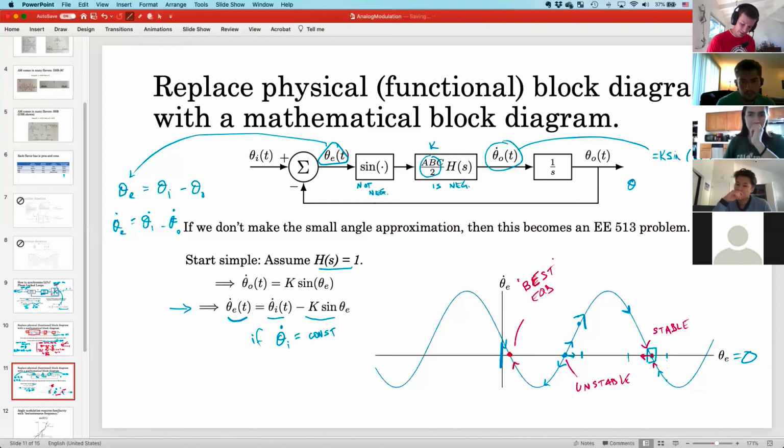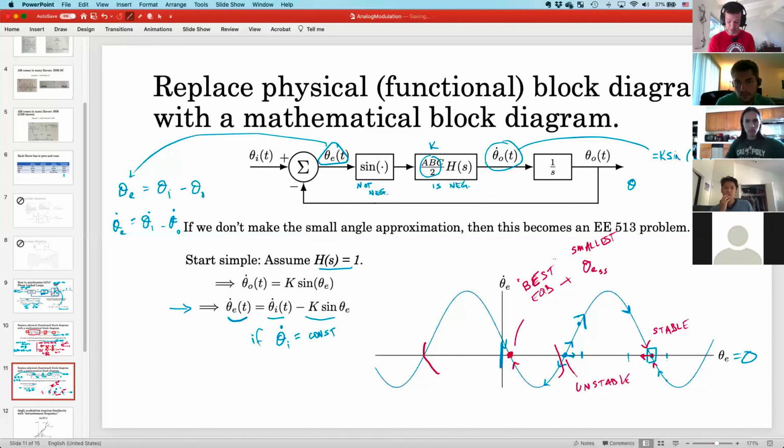And I say best, not because it's stable, that's a bonus. It didn't have to be, but it's best because the theta error in steady state is the smallest. Right, so in this case, for this particular PLL, provided we start with an error in this range, the steady state error will converge to this point.